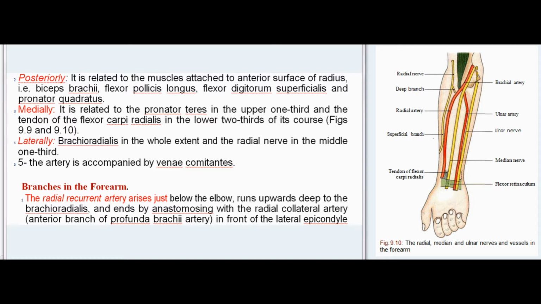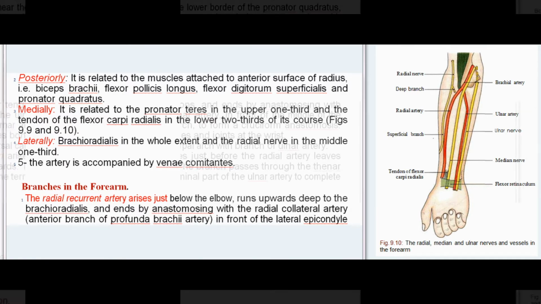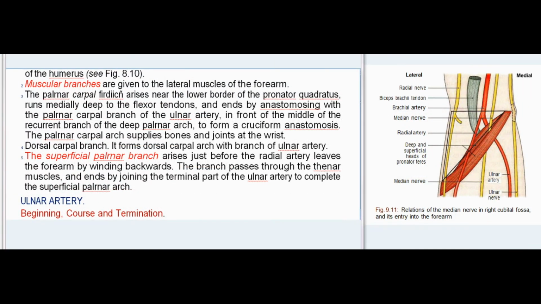Branches in the forearm. 1. The radial recurrent artery arises just below the elbow, runs upwards deep to the brachioradialis, and ends by anastomosing with the radial collateral artery, anterior branch of profunda brachii artery, in front of the lateral epicondyle of the humerus, see Fig 8.10. 2. Muscular branches are given to the lateral muscles of the forearm.